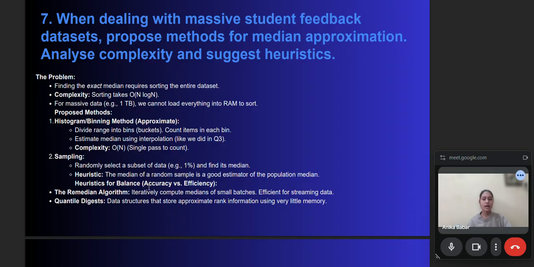Heuristics for balance, that is accuracy versus efficiency. The Remedian algorithm iteratively computes medians of small batches, efficient for streaming data. Quantile sketches are data structures that store approximate rank information using very little memory.